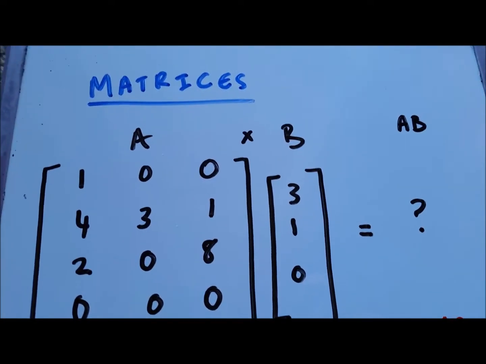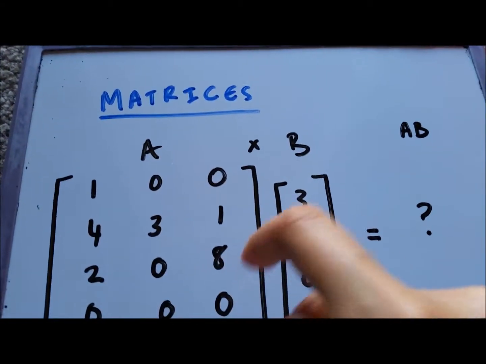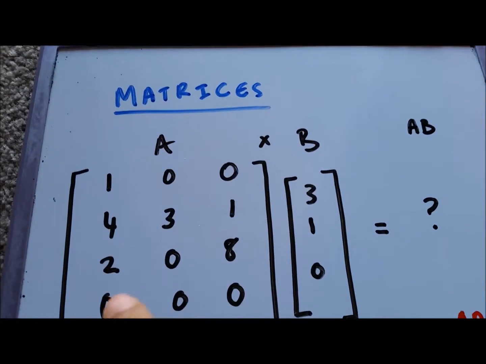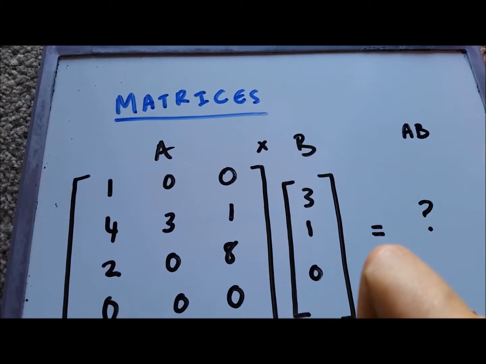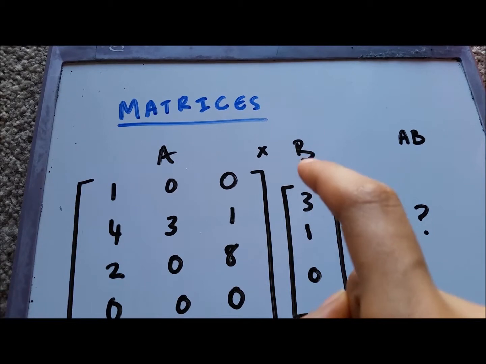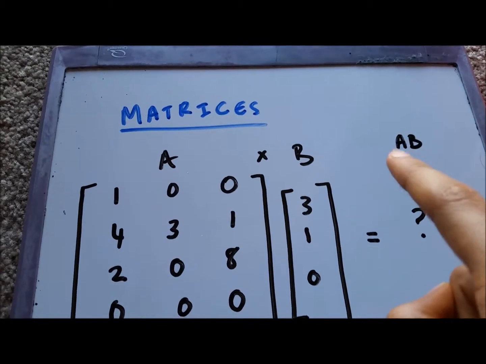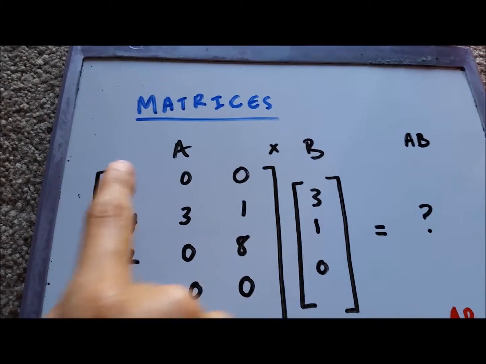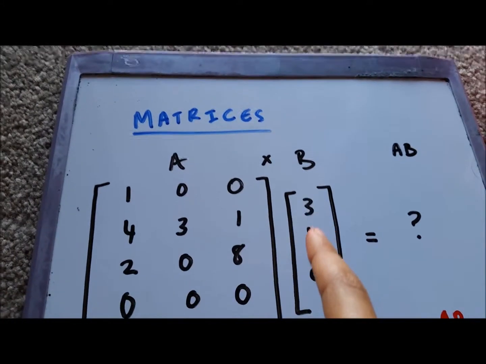Let's take a look at this example. Here we have matrix A times matrix B. Matrix A is a 4 by 3 matrix, while matrix B is a 3 by 1 matrix. We want to find out what A times B is equal to. That would be the matrix labelled AB, which really means A times B. The way to do this is we need to multiply each column by one of these numbers.